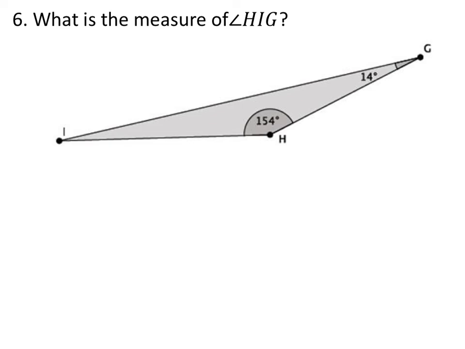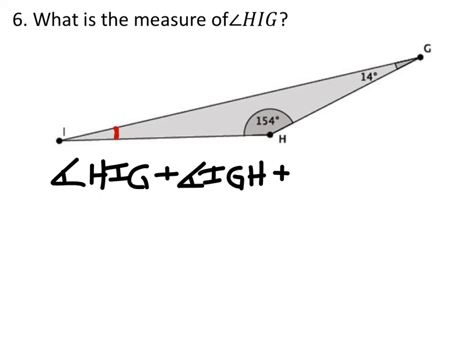On this one, we're going to show it a little bit different. We got those three angles. Angle HIG, which is the one we don't know, right here in red. And we got another interior angle, angle IGH. And we got another angle IHG. And these three added together will always equal 180 because they're the interior angles of the triangle, all three of them.